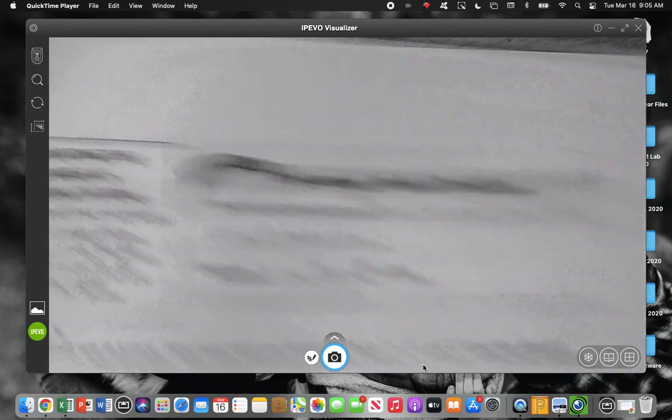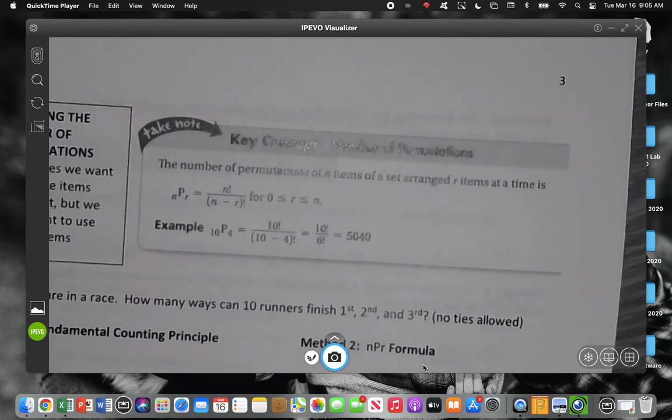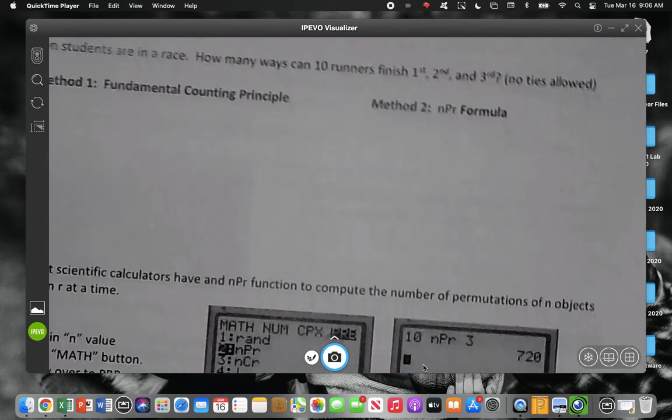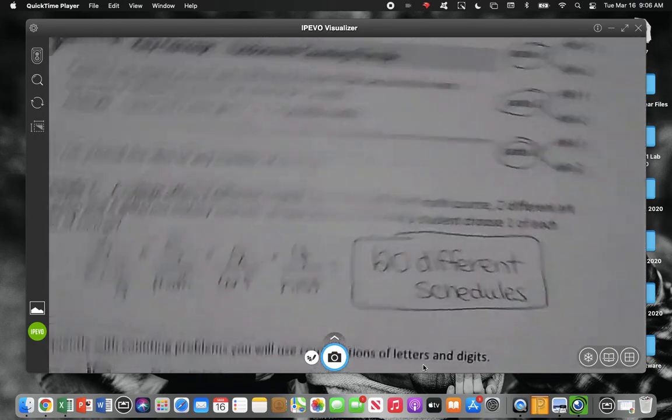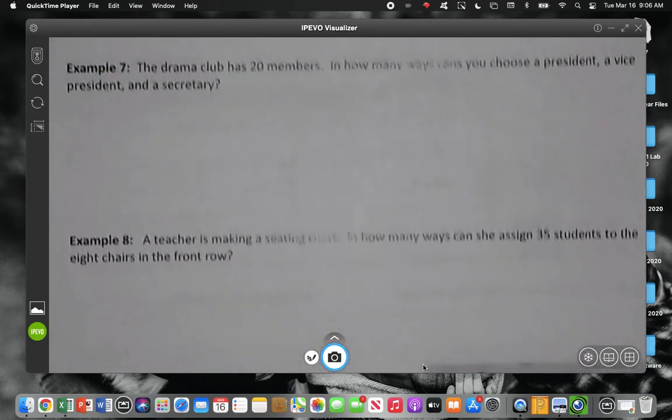Now, let me see. Okay, I am not showing you. We can go back to this next page tomorrow. All right, so I do want to talk about this.